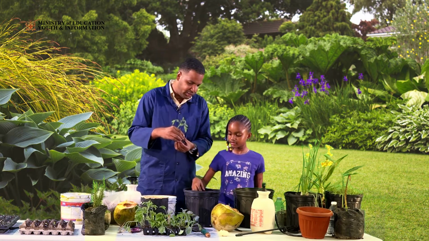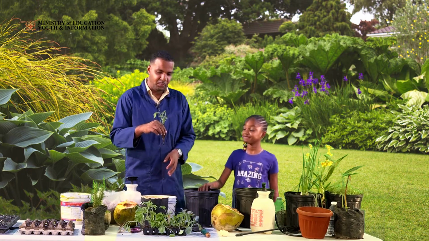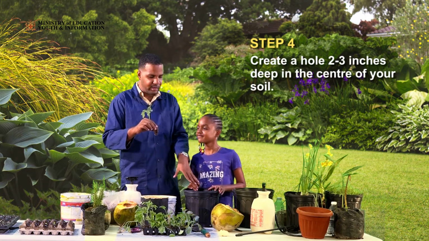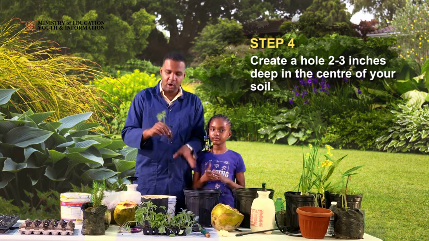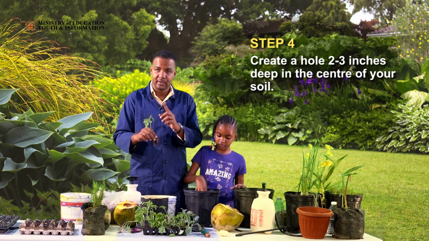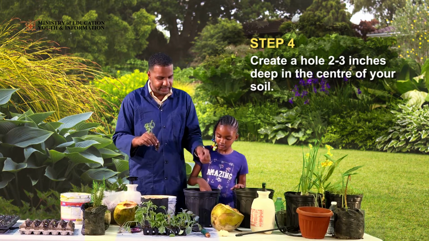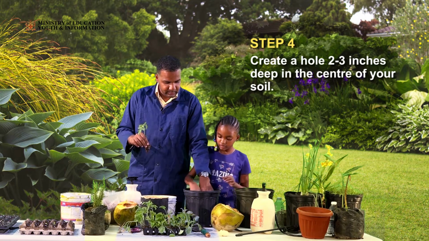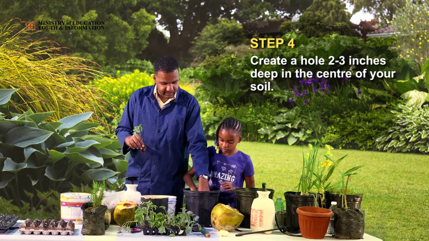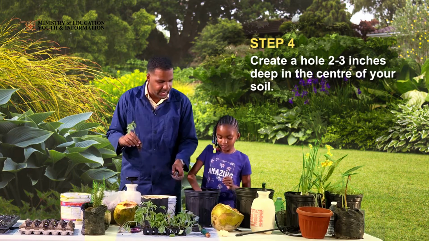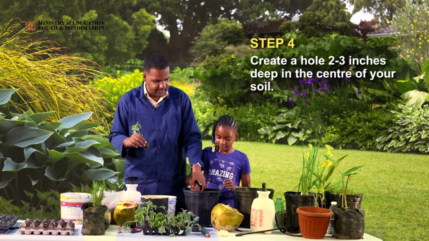So Yanara, you're going to help me now to plant our seedling. So because our container is 3/4 way up, we can just place our seedlings there in the center. So we're going to make a small indent, about 2 to 3 inches. So they're now right in the center, right?